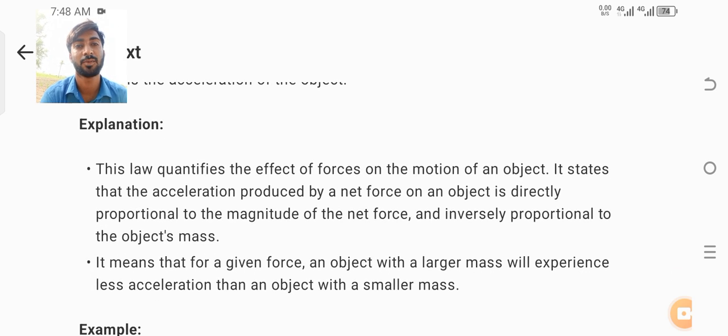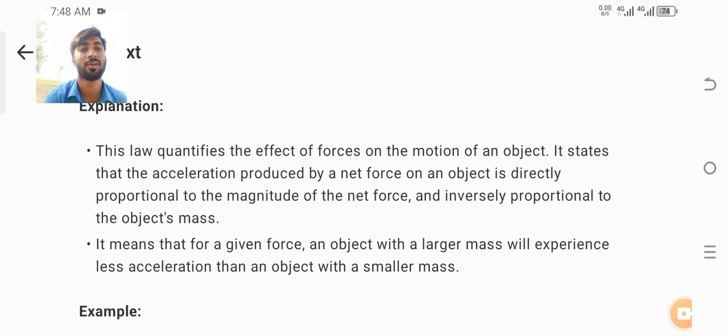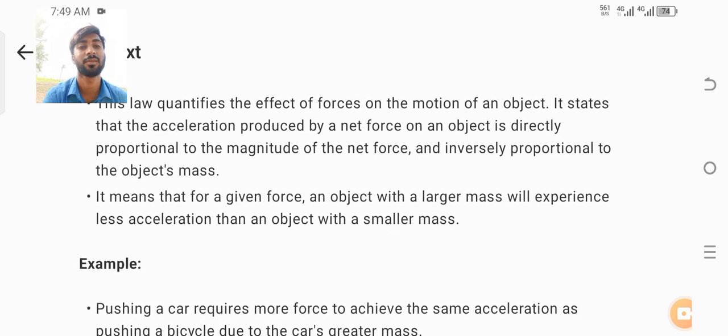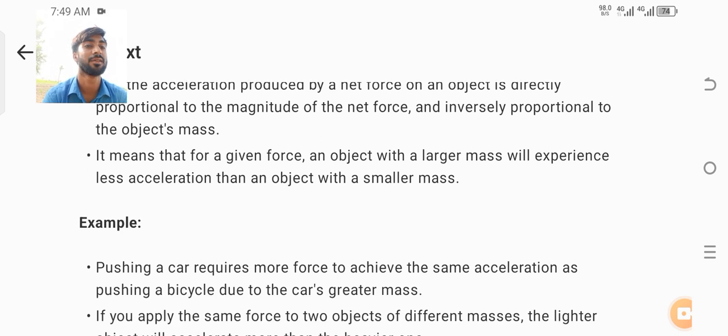Here is the explanation. This law quantifies the effect of force on the motion of an object. It states that the acceleration produced by a net force on an object is directly proportional to the magnitude of the net force and inversely proportional to the object's mass. It means that for a given force, an object with a larger mass will experience less acceleration than an object with a smaller mass.